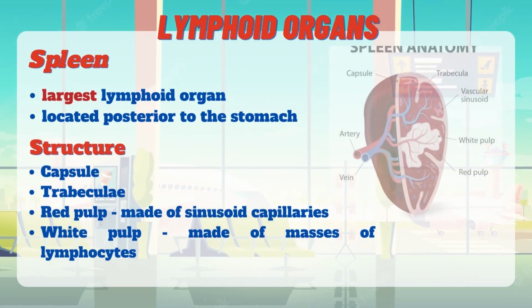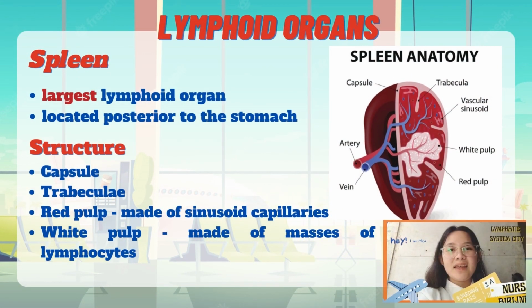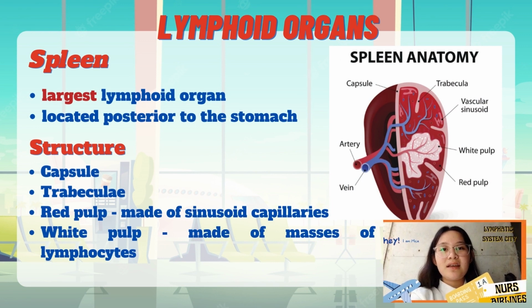Let's move on to the next lymphoid organ, the spleen. It is the largest lymphoid organ and just about the size of a fist. It is located posterior to the stomach and just beneath the diaphragm in the left side of the abdominal cavity. The structure of the spleen includes the dense capsule, which surrounds the organ, and trabeculae, connective tissues that provide internal support for the spleen and carry the blood vessels into it, and it contains 2 main types of tissue.